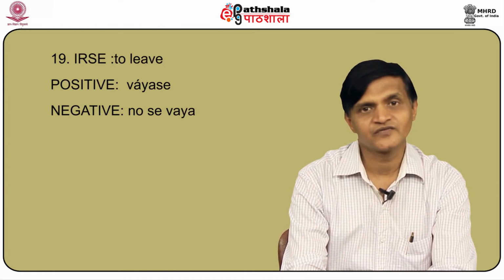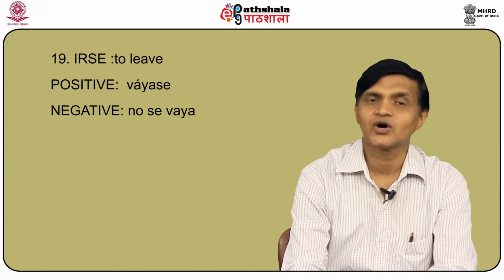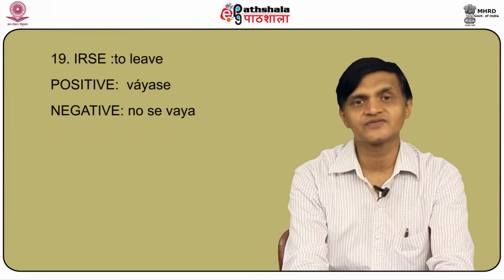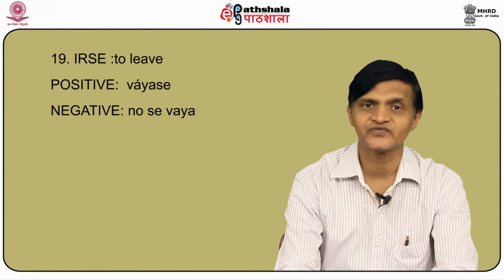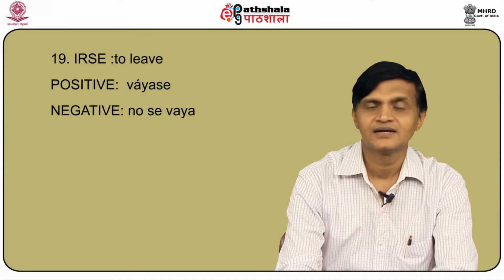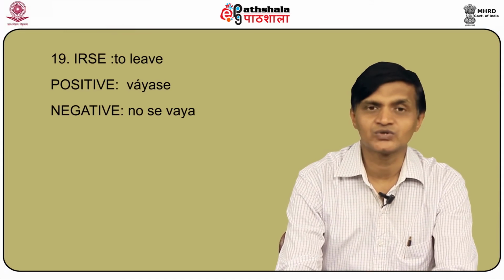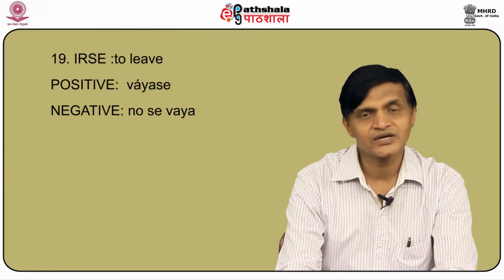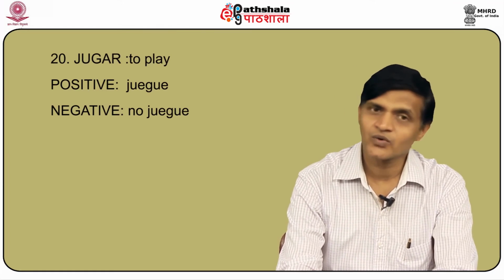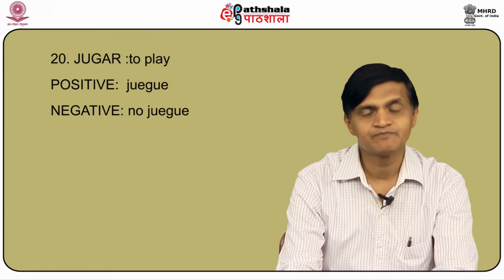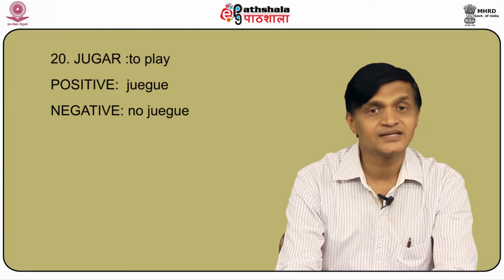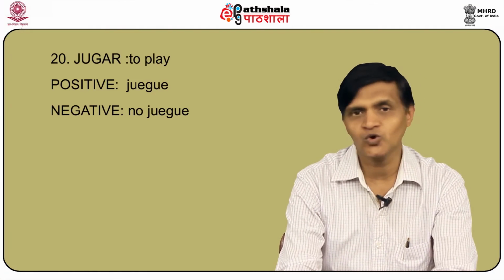Let us talk about another verb, which is ir or irse, to leave. The positive command in the usted form would be váyase, and the negative command in the usted form would be no se vaya. Let us pick up another AR ending verb like jugar, to play. The positive usted command would be juegue. The negative usted command would be no juegue.